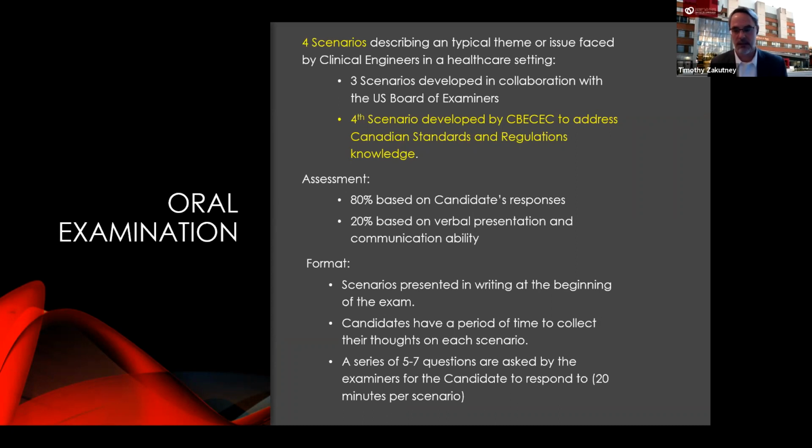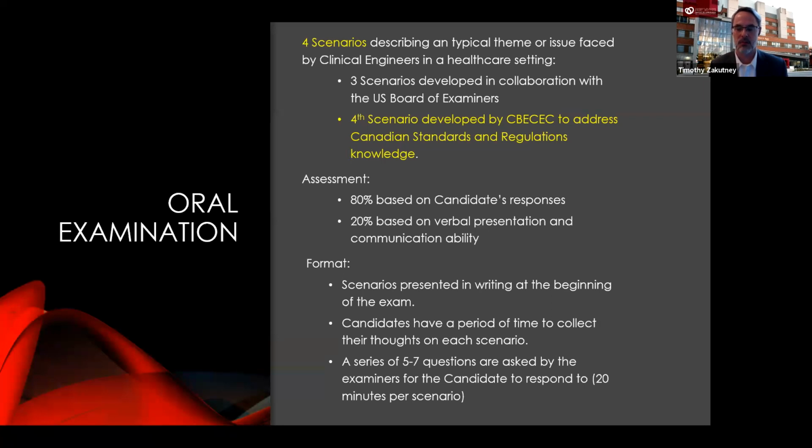The dynamic and the format of the exam is that you are presented with 4 scenarios. You have a period of time to jot down notes of issues that you need to consider in these types of scenarios. Then you are presented with a series of questions that you respond to through the course of the oral examination for each of the scenarios. You have a time limit for each scenario. The total time takes about 3.5 to 4 hours.